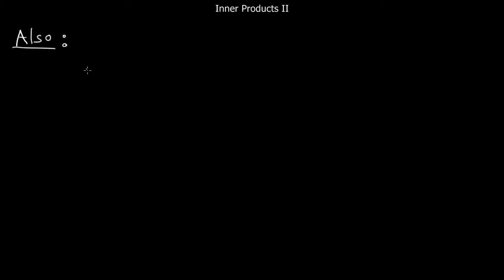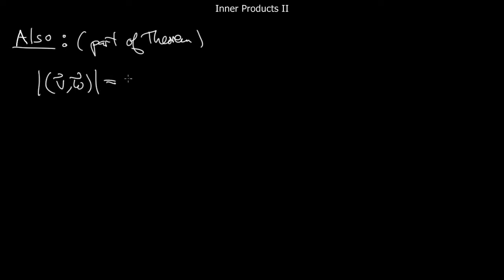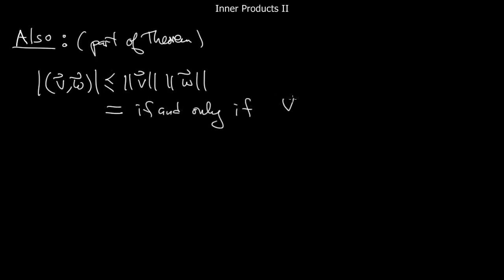Okay, another part of the theorem deals with the equality part. So the theorem itself says, as I stated, that the absolute value of the inner product of v and w is less than or equal to the length of v times the length of w. And when are they equal? Well, it's very hard for them to be equal. The only way that they can be equal is if v and w are parallel, which is to say v and w are scalar multiples of each other, and they're in the same direction or possibly in opposite directions.